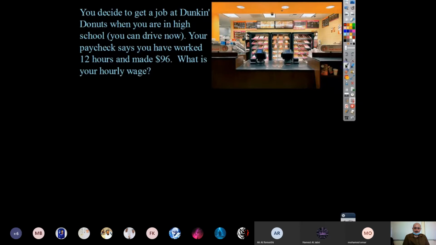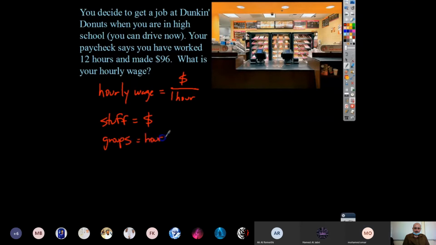So let's go ahead and take a look at this. So we're going to say that my hourly wage is going to be equal to the dollars. This is my stuff, right, for each hour. Right, for 1 hour. Okay, so the stuff I'm working with is going to be equal to the dollar amount, and my groups are hours. And that's why I'm going to put it as dollars per hour. Okay, that's my dollars. So I know my total number of stuff, the total number of dollars is actually $96. Okay, and I also know the number of hours, right?